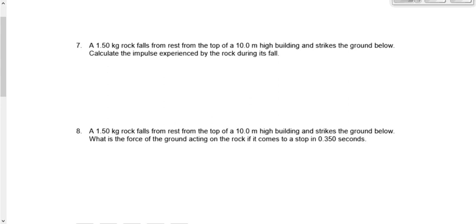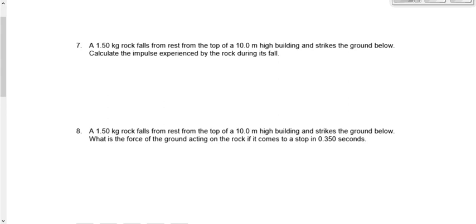We're going to take a look at worksheet number 2, specifically questions 7 and 8 of the homework that we had last night. Number 7 says a 1.5 kilogram rock falls from rest from the top of a 10-meter high building, strikes the ground below. What's the impulse experienced by the rock during its fall?